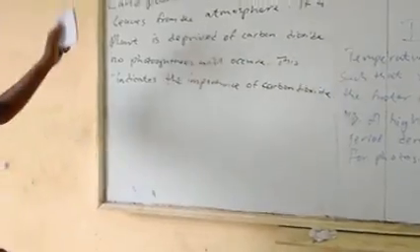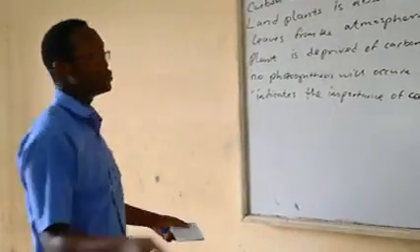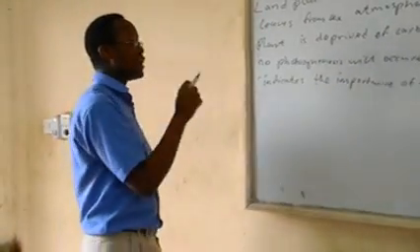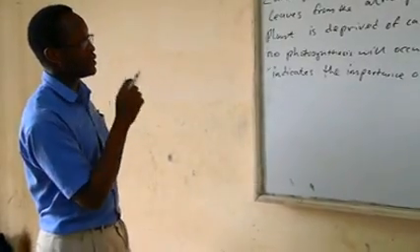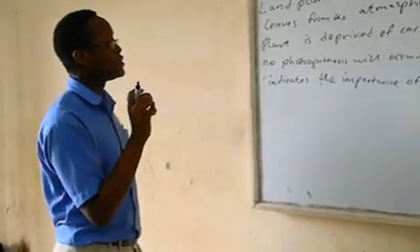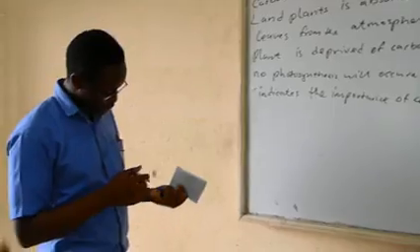Okay, so carbon dioxide concentration. Carbon dioxide utilized by land plants is absorbed by the leaves from the atmosphere. If the plant is deprived of carbon dioxide, no photosynthesis will occur. This indicates the importance of carbon dioxide.